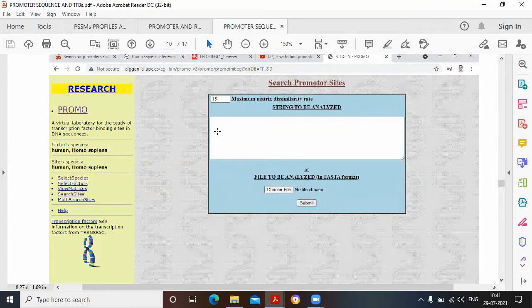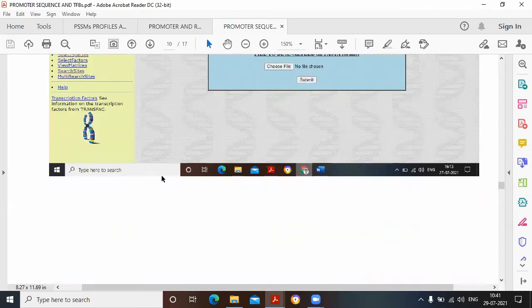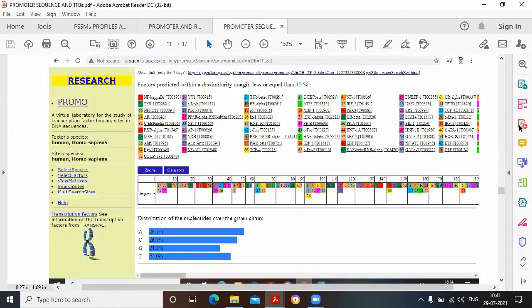And of course, no FASTA format or anything is required. Just copy and paste the sequence, and then click on submit. Once you submit, this is the final result page you get. You can see here the upstream region sequence, given as 1 to 10, 10 to 20, 30, 40, 50, like that.